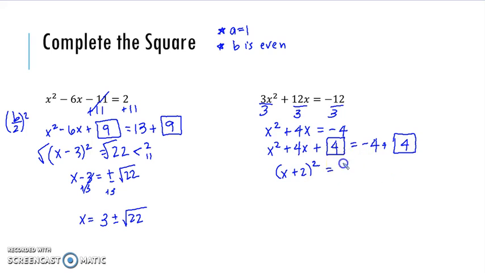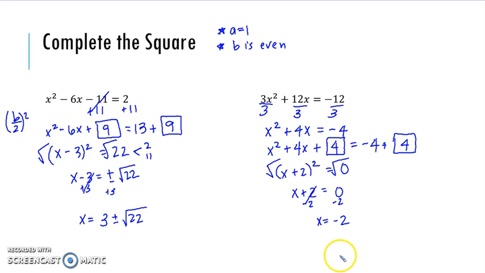And negative 4 plus 4 is just 0. No positive, no negative, because it's just 0. Take the square root, and I get x plus 2. Square root of 0 is 0. It's a great number to work with. And I'm going to subtract 2. So x equals negative 2.